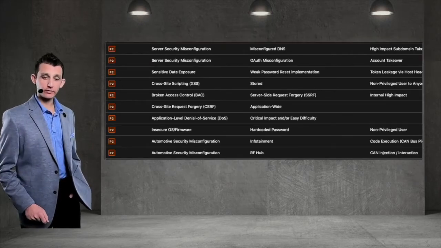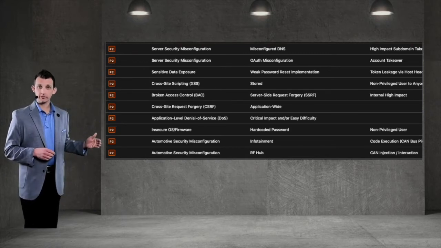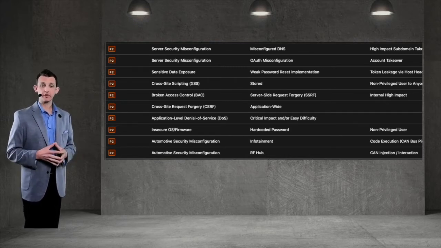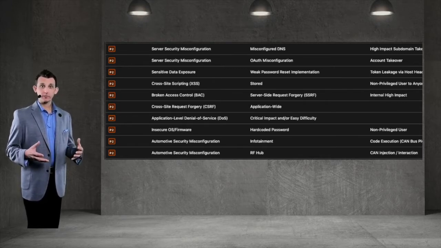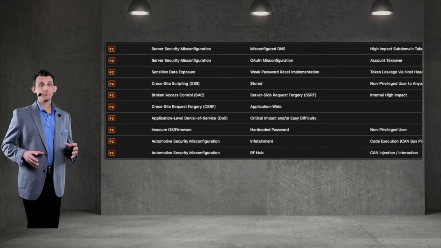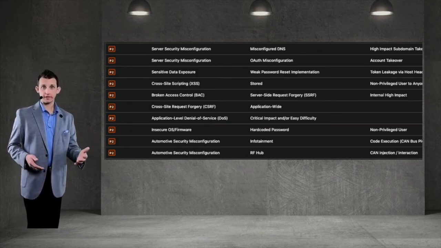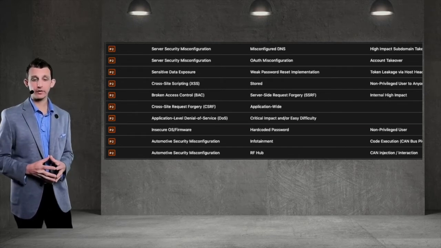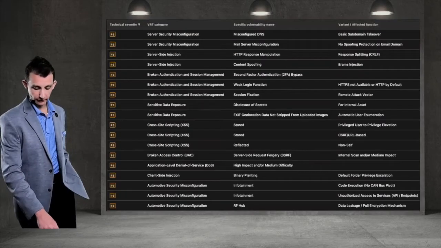Now, just for comparison, let's take a look at our P2 list. Here you can see we have lots of server side, but several of these also require some level of user interaction. For example, subdomain takeover can be set up without any user interaction, but in most instances, to actually exploit it, we need a user to visit that site. Similar with the OAuth. There are some ways we can exploit that without user interaction, but for the most part, they require some level of user interaction.